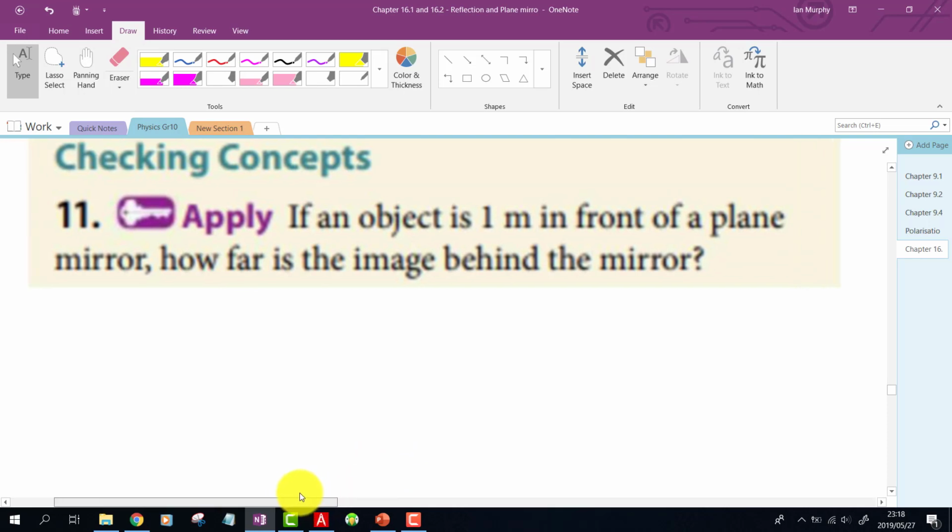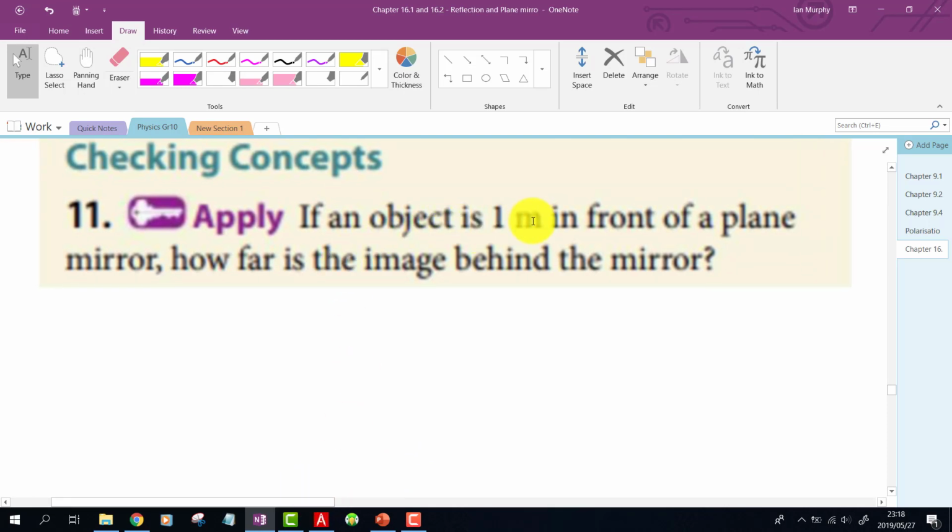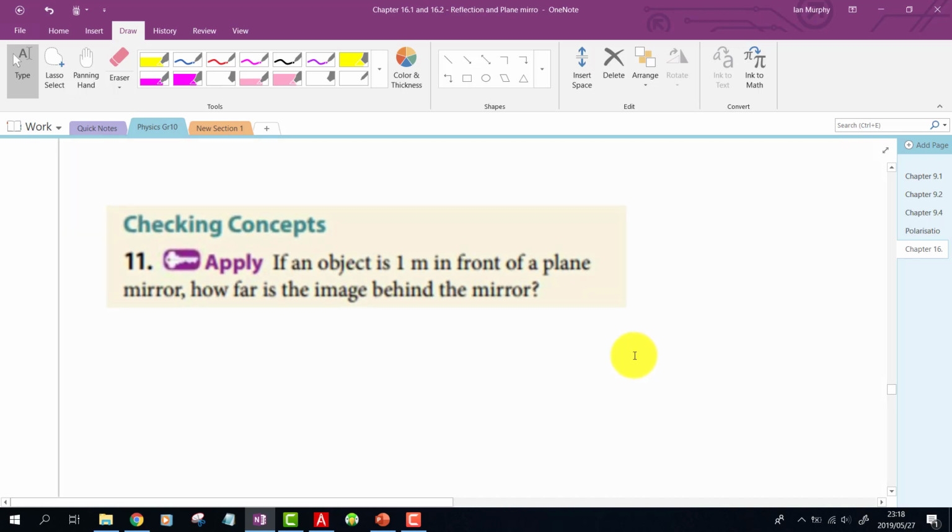Question 11, apply. If an object is 1 meter in front of a plane mirror, how far is the image behind the mirror? Okay, so I advise, even if it's very easy for you, to just draw a very quick image. So I have a mirror and I have an object. I'm just going to draw a flat line here so I know where I can draw my object. I'm just going to draw a line with an arrow pointing up. I'm just going to mark that as O for object.